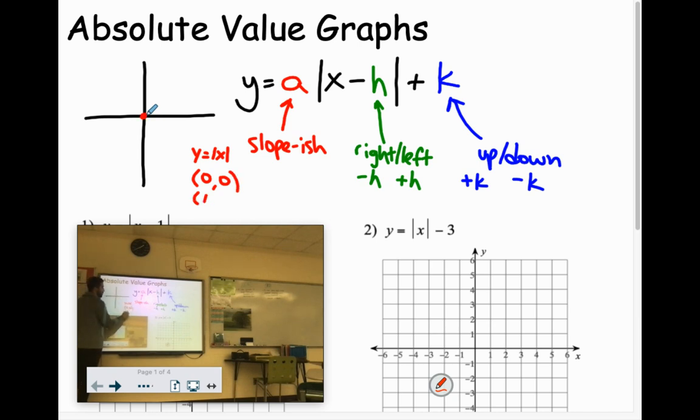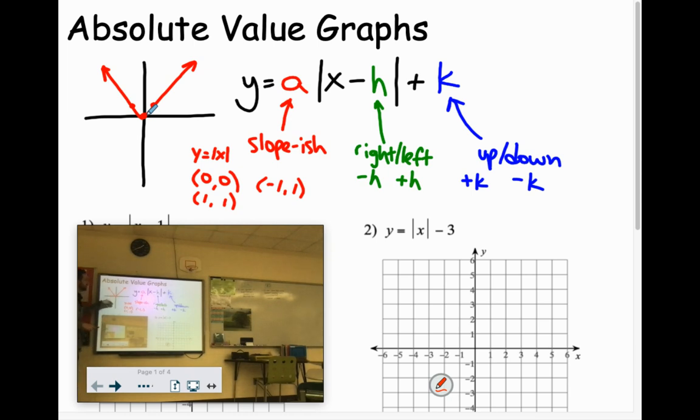What's the absolute value of 1? 1. So you'd have a point at 1, 1. If you did the negatives, the absolute value of -1 is still positive 1. So there would be a line over here. Now that gives you the curve. You could do 2, 2, and -2, 2, but it's going to be a V.